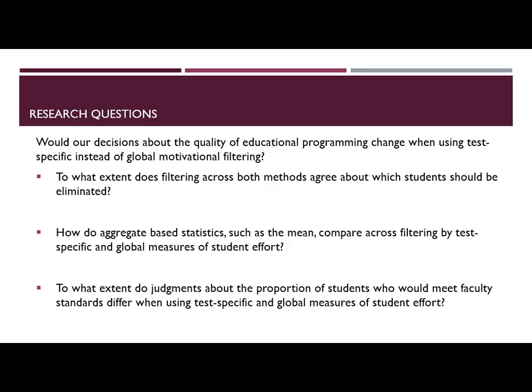The second general question was if our decisions about the quality of educational programming would change if we used a test-specific method instead of a global method of motivation filtering. As such, we sought to determine to what extent both methods agreed about which students should be eliminated from our analyses. We examined how aggregate-based statistics would compare when filtered by both methods. And finally, we explored the extent to which judgments about the proportion of students who would meet faculty standards differ when filtering by the two methods.